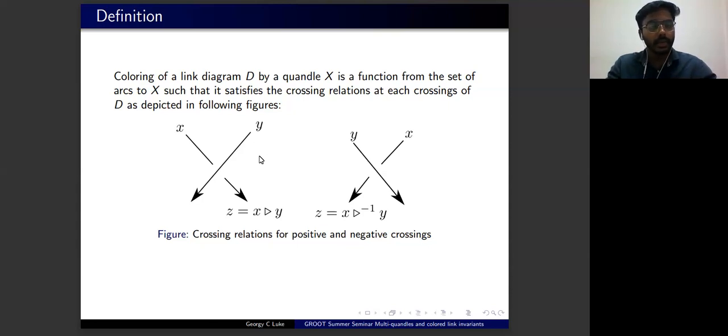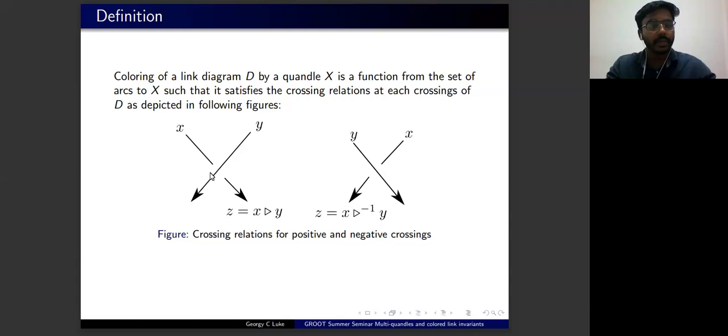Given a knot diagram or a link diagram, we label the arcs of the diagram using a given quandle X. So it's called a coloring of a link diagram D by a quandle X. It's a function from the set of arcs to X such that it satisfies certain crossing relations at each crossing of the diagram.